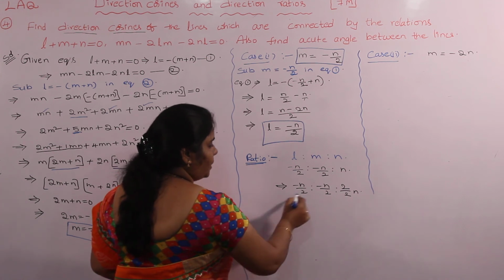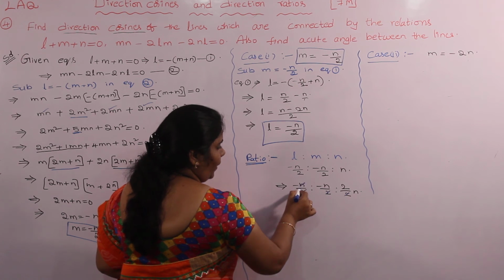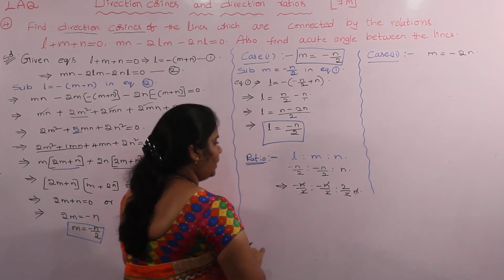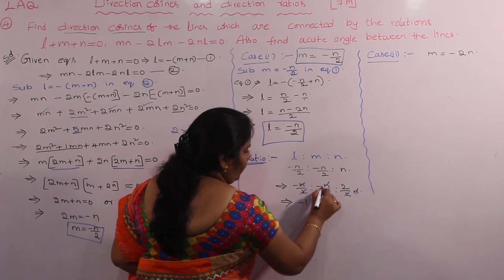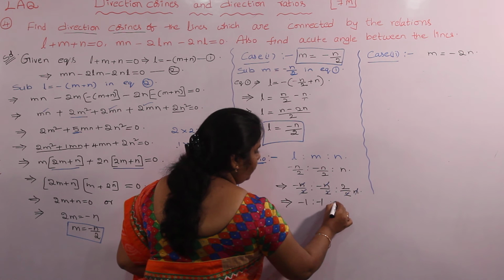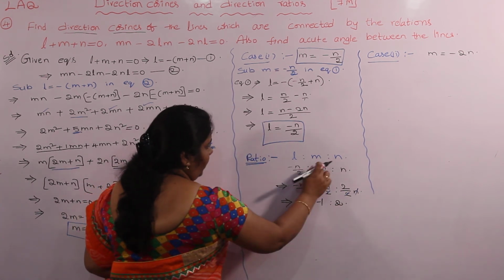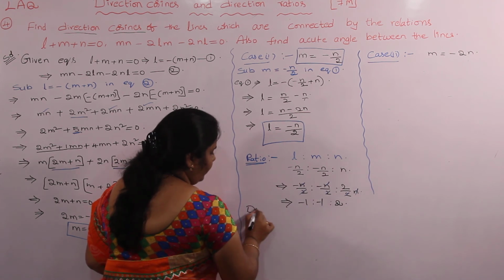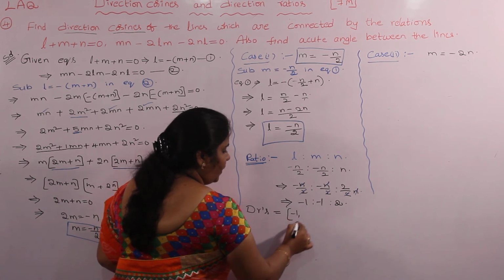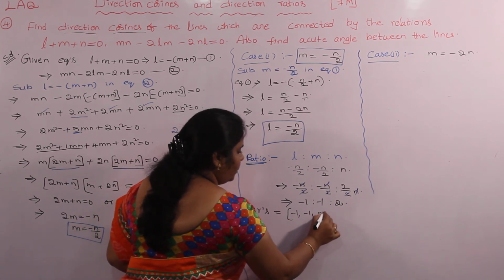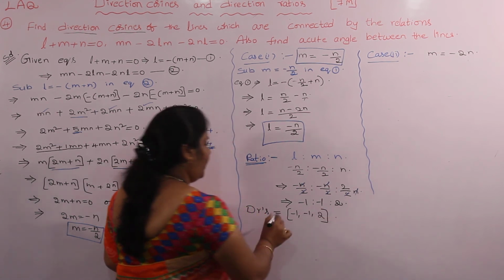These are in ratios, so we take the cancellations. Denominator 2, 2, 2 cancel, and the numerators we have n, n, n, so those cancel. Remaining minus 1 is to minus 1 is to 2. Ratios means direction ratios. L m n in ratio form we get DRs, direction ratios. Therefore direction ratios are minus 1 comma minus 1 comma 2. These are the direction ratios.